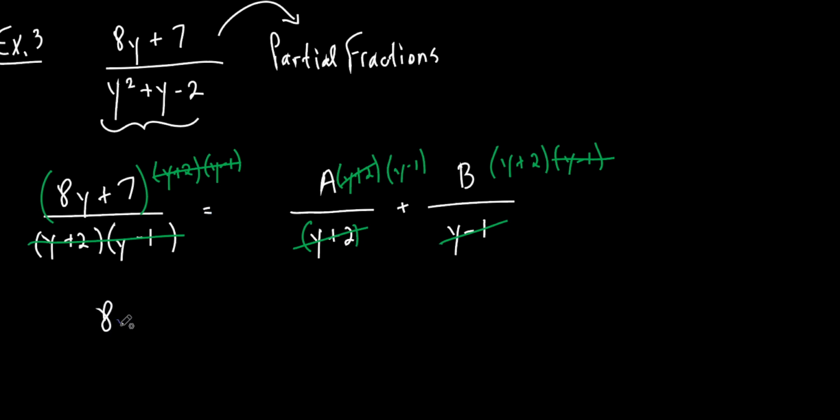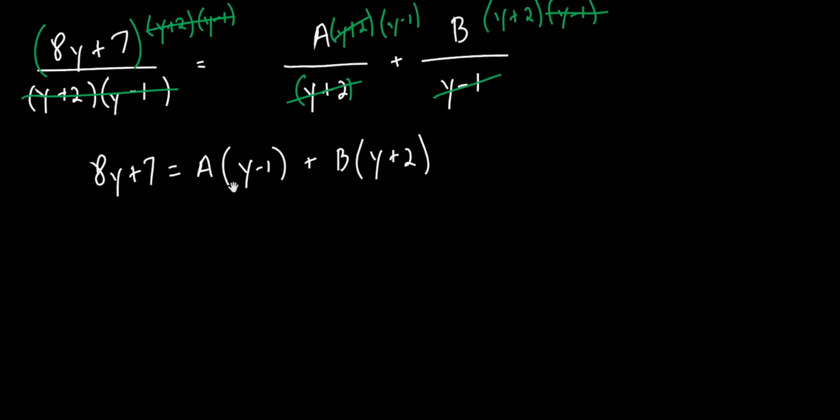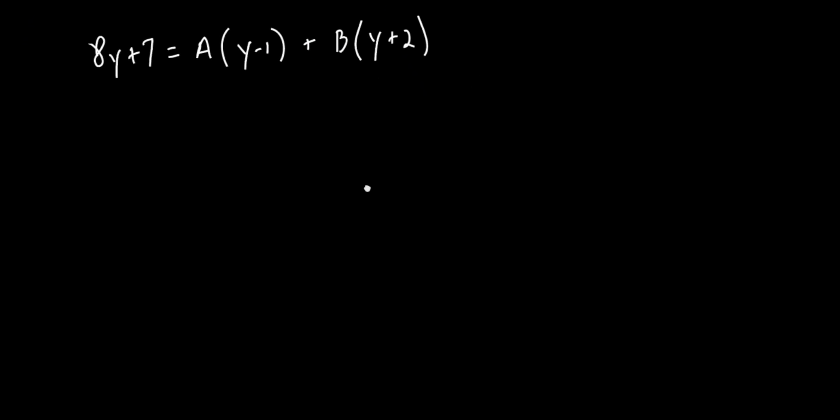It's just 8y plus 7 equals, what do I have here? Can we do this in our head? A times y minus 1? Let's do that. Actually, I don't want to do that. I lied. I want to keep it A times y minus 1 because of the next step. All right, and this is B times y plus 2. All right, so now it looks a lot better. It's nice and streamlined looking now.